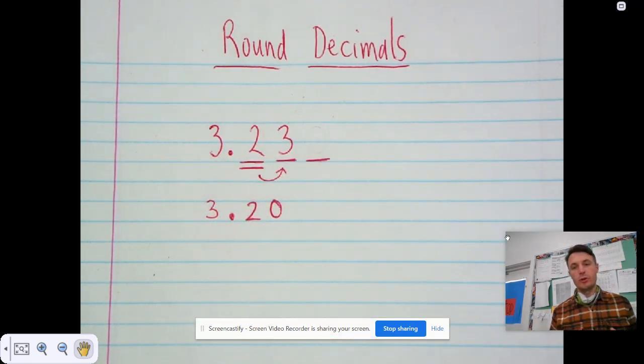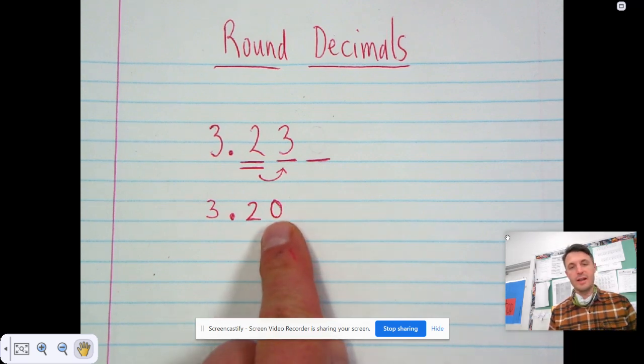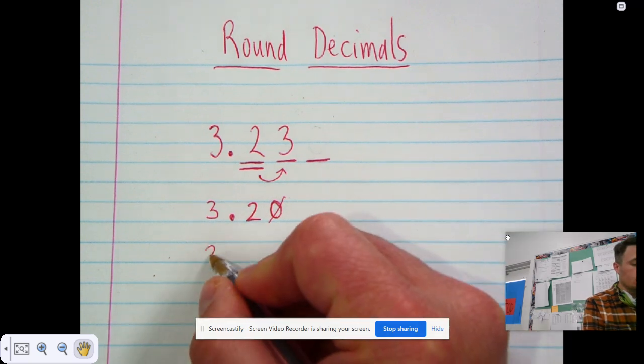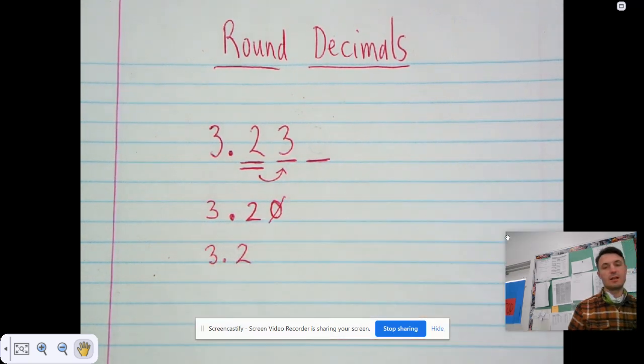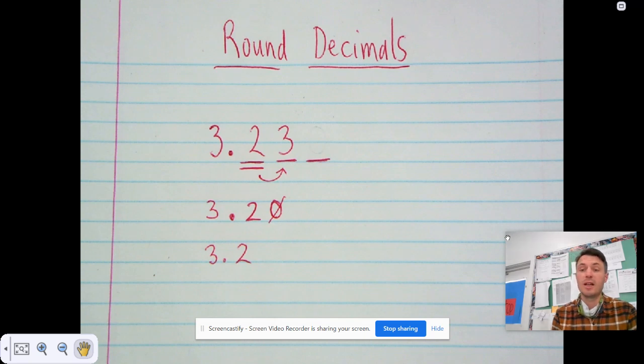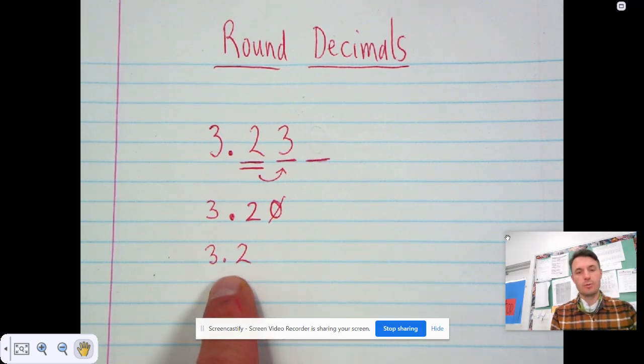Now, so far it's the same, but here's the difference. When you're rounding decimals, when there's zeros to the right of the decimal point, we don't leave them there. So this 0 actually just gets dropped off, and it rounds to 3 and 2 tenths. There's no reason to make the answer 3 and 20 hundredths, because 3 and 20 hundredths means the same thing as 3 and 2 tenths. It's just like a pizza that's cut into 10 times more slices. So the answer is 3 and 2 tenths.